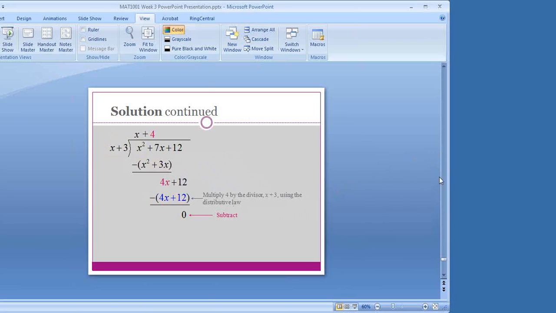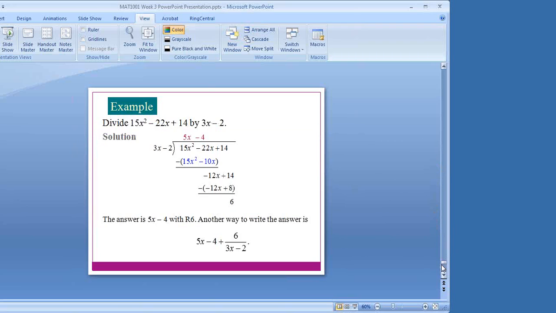So my answer is right here. Just like with regular long division, your answer was right up there at the top. That's your quotient. Okay? All right, let's talk about this one. This one does have a remainder. That's the only difference. It's no harder.